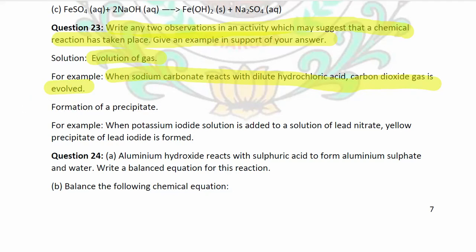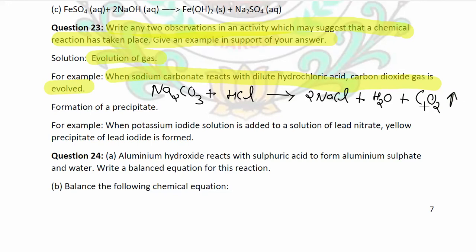Okay, so what happens? Sodium carbonate Na2CO3 reacts with HCl, and here 2NaCl is formed, and H2O and CO2 gas are released. Okay, so here we see that this kind of reaction takes place. So this evolution of CO2 gas shows that the reaction has taken place.